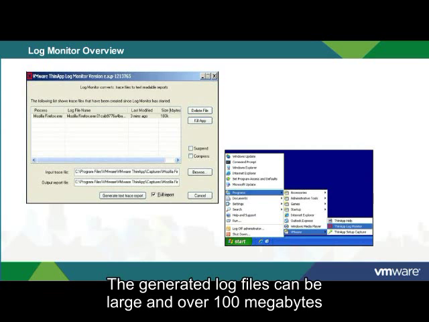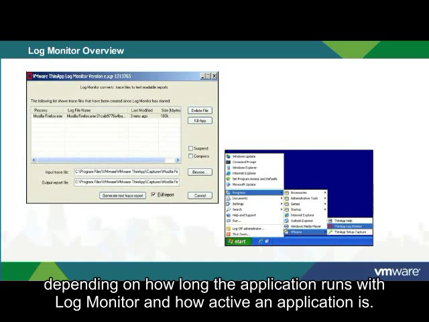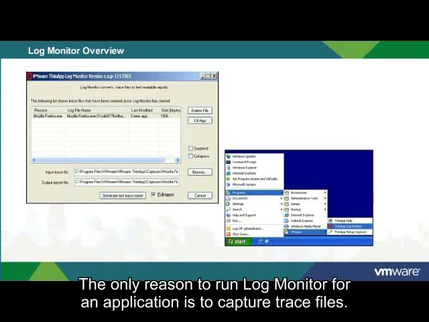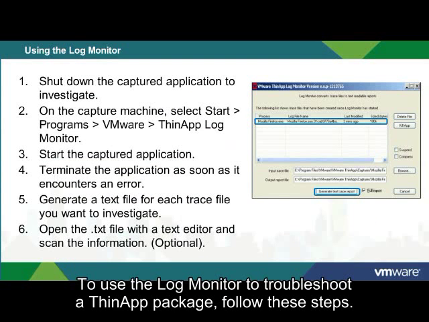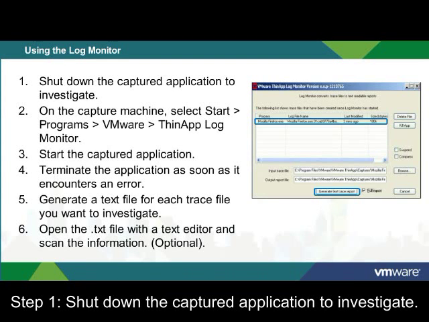The generated log files can be large and over 100 megabytes depending on how long the application runs with Log Monitor and how active an application is. The only reason to run Log Monitor for an application is to capture trace files. Trace files are critical for troubleshooting problems by analyzing and correlating multiple entries within the trace file. To use the Log Monitor to troubleshoot a ThinApp package, follow these steps. Step 1. Shut down the captured application to investigate.